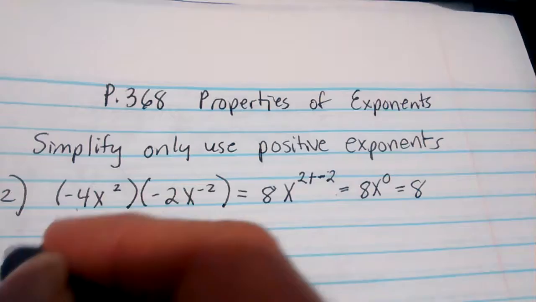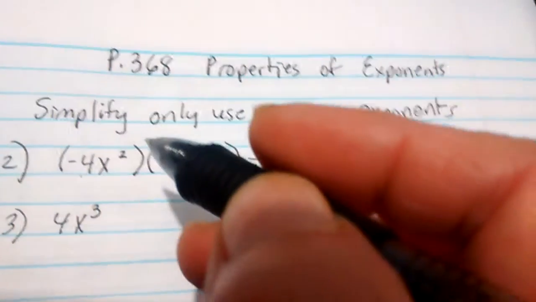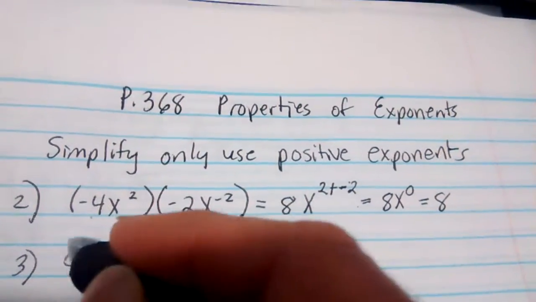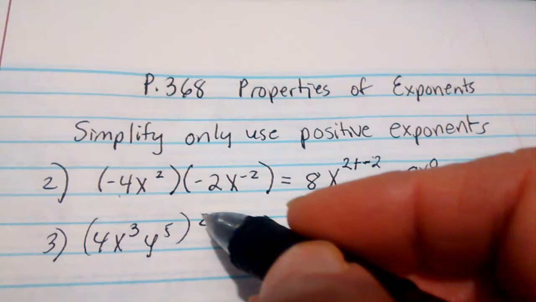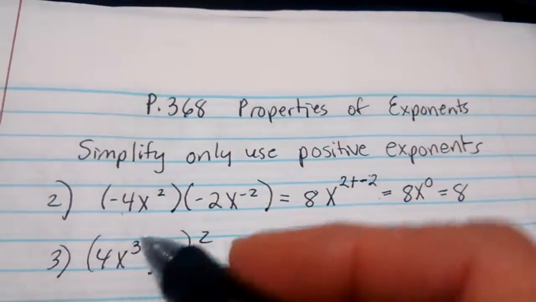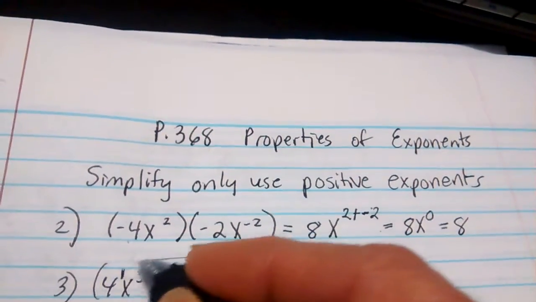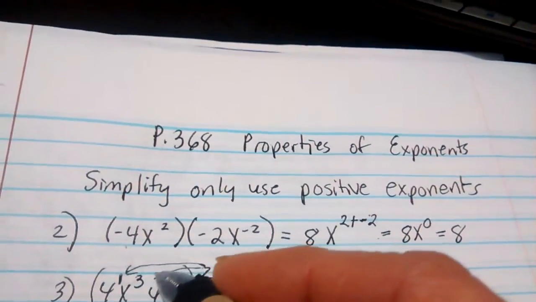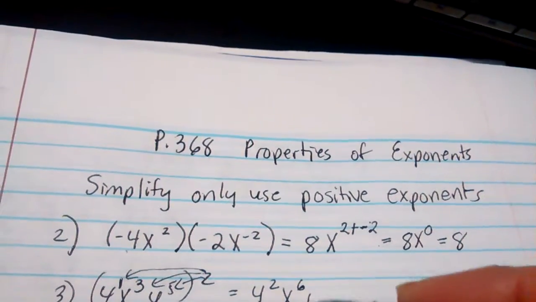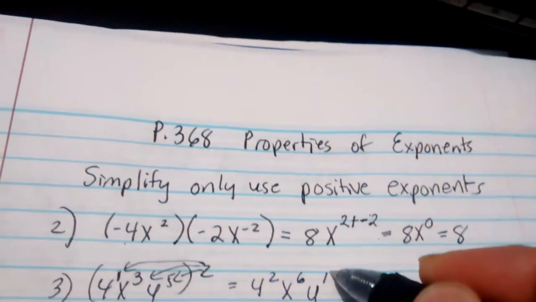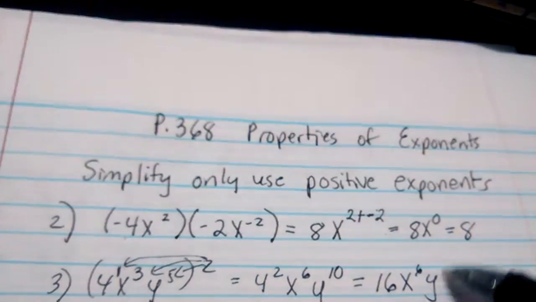Okay. Number 3, 4x cubed y to the 5th quantity squared. Here you have to multiply the exponents, and you understand that there's a 1 here. So this would become 4 squared, x to the 6, y to the 10th. And that equals 16 x to the 6 y to the 10th.